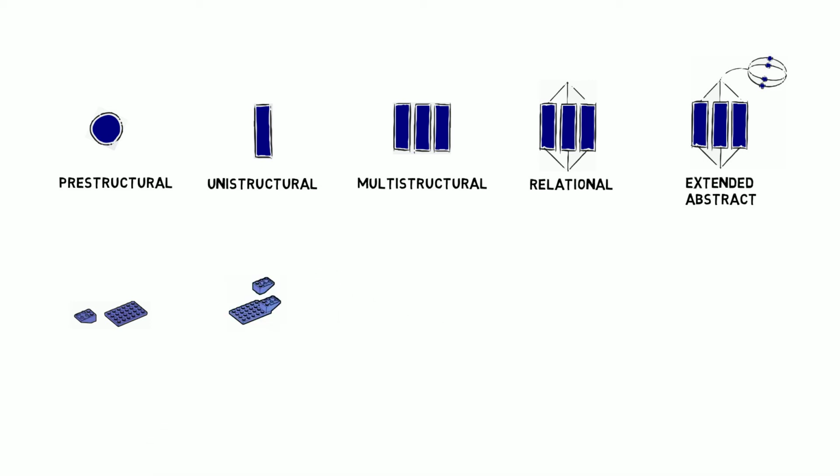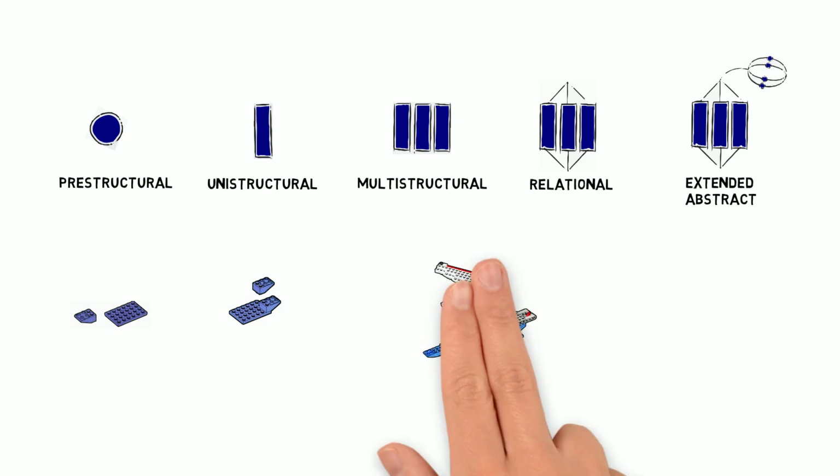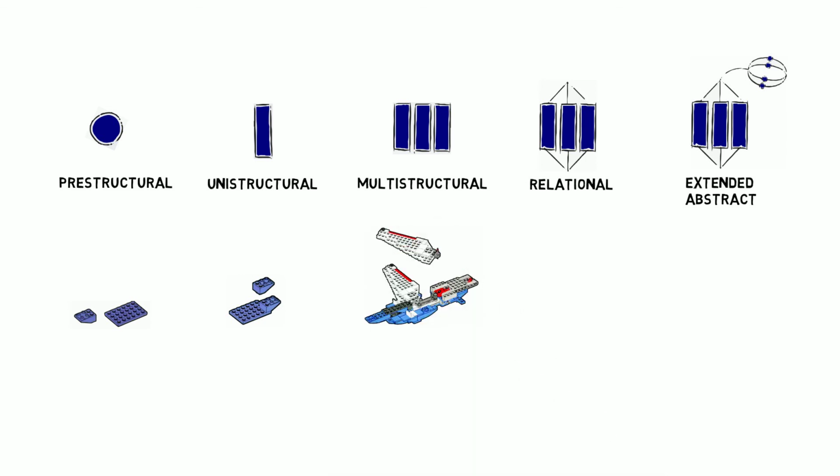Unistructural. The learner has begun to read the instructions and can now make some use of their understanding by fixing 2 pieces together. Multistructural. Now the learner can use the instructions to build complex sections of the model separately, but cannot yet see the model as a whole.